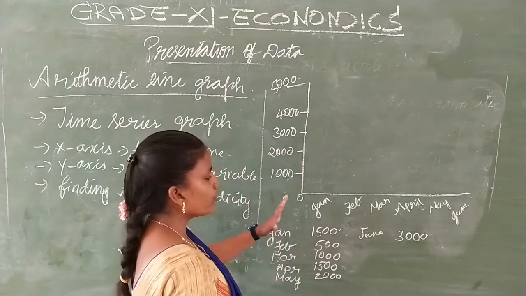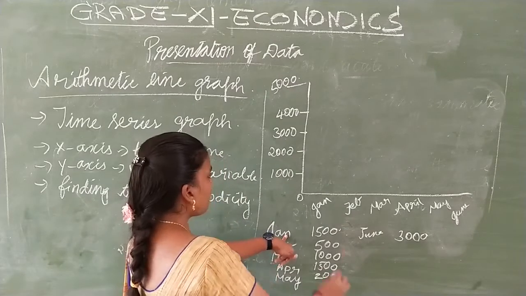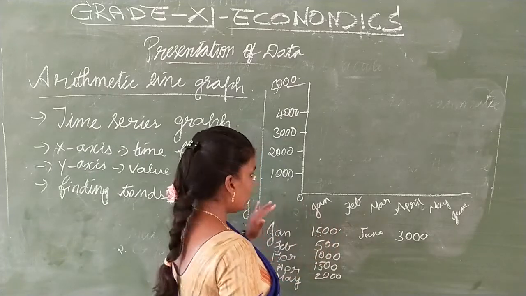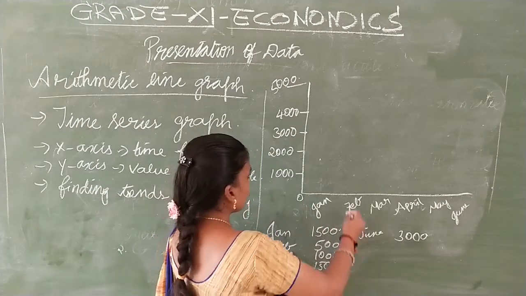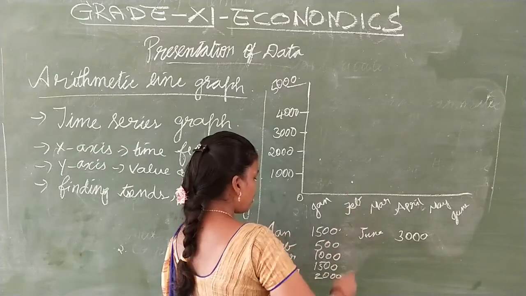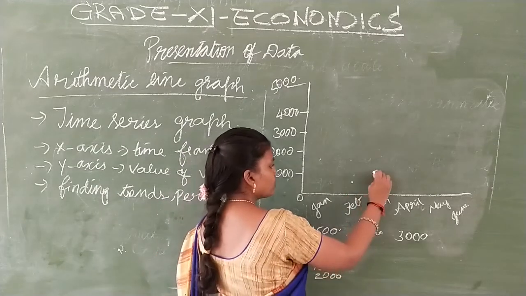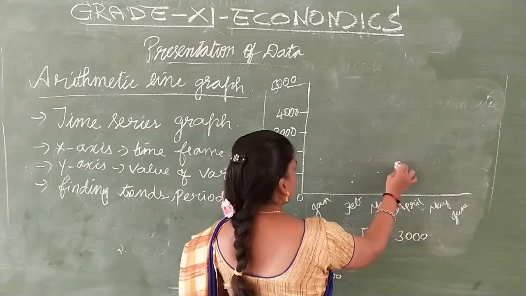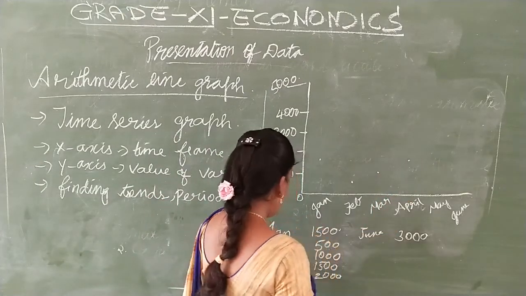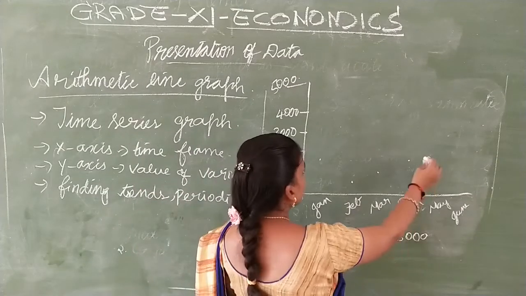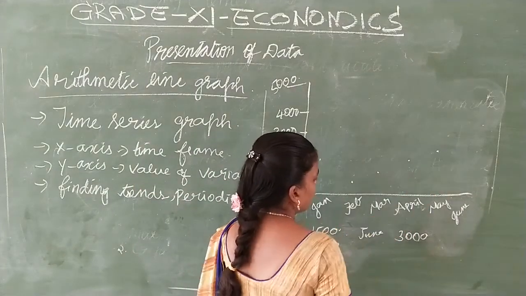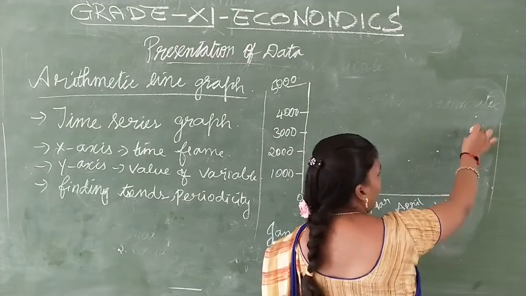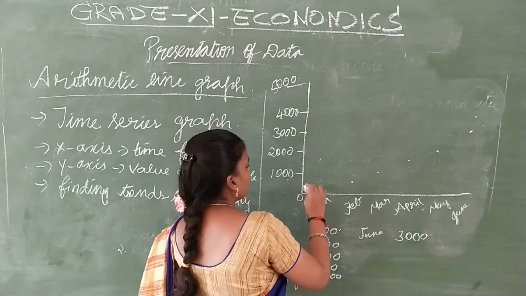it went to 3000. So what are we going to do? We want to mark these points. So Jan 1500, first we will just mark it. Then Feb is going to be 500, so we have fallen down. March again 1000, April 1500, so we came up. May 2000, we moved up further. In June it became 3000, we went up.